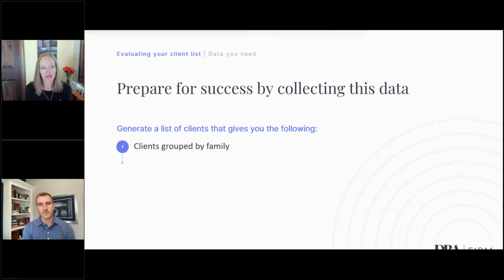So first thing is clients grouped by family. Marcus, talk to us about why grouped by family is the important classification there. Yeah, relationships are very important. We know that. And in your client list, it's no different. So more than likely, you've got some connected clients or some connected engagements.